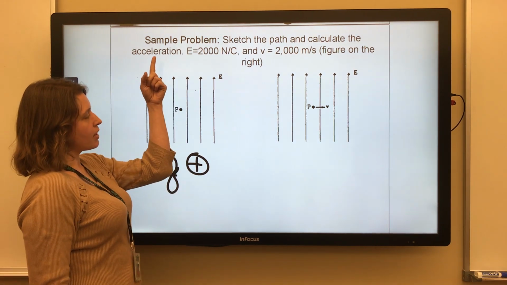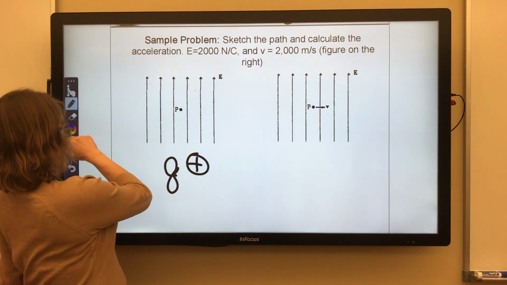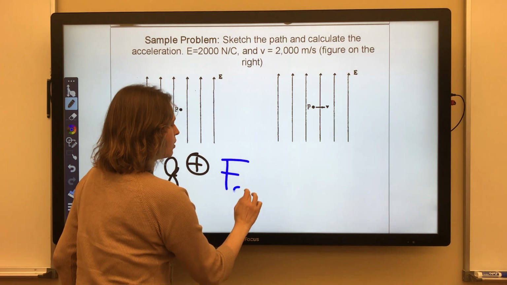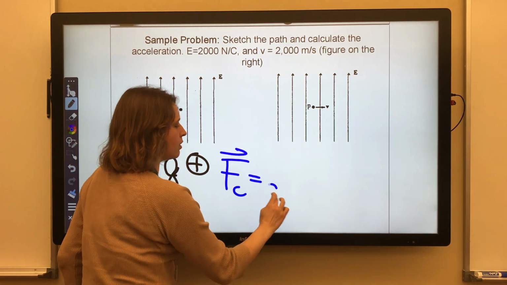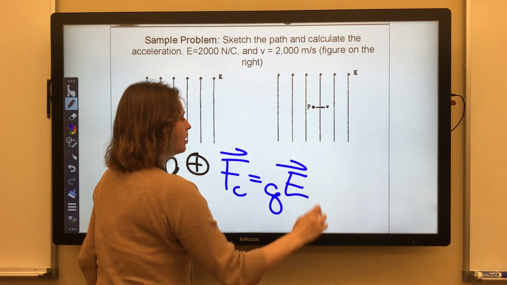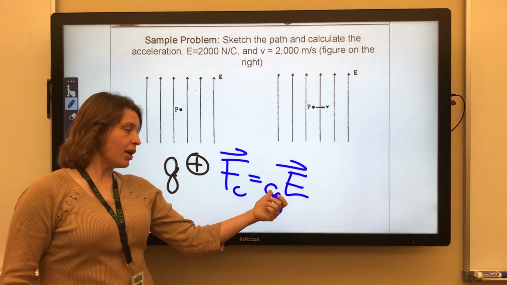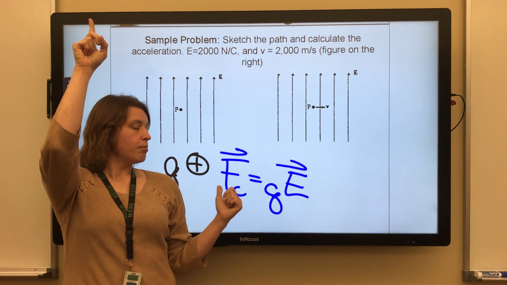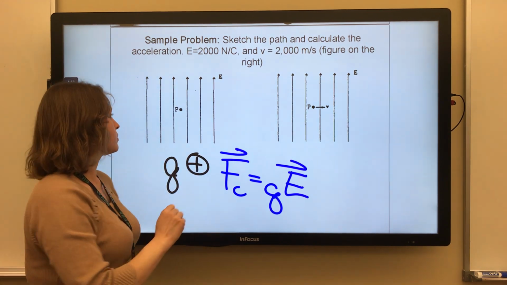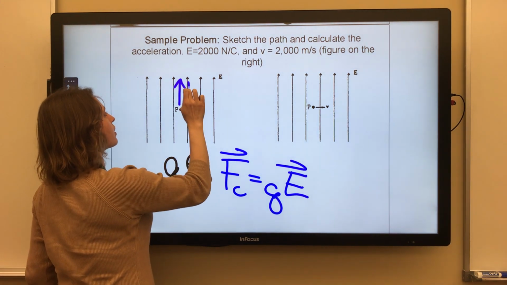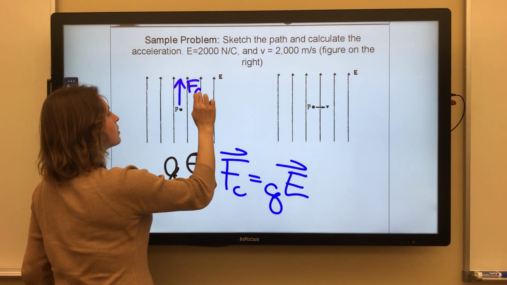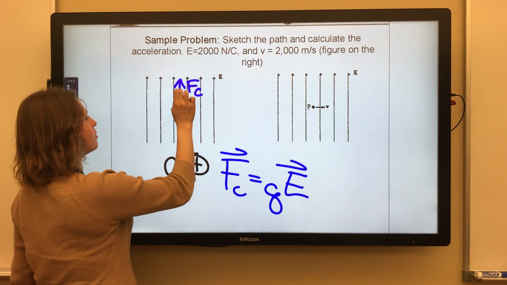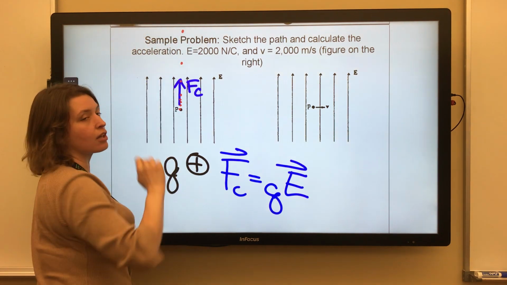If our electric field is directed this way and I've got the stationary charged particle here, we might want to remember the relationship between the Coulomb force and electric field. It's Q times E. So if I know that it's a positive charge, I know my electric field is generated that way, and in that direction, my Coulomb force is going to be upward as well. So the Coulomb force on this particle looks like that. And if I were to think about the path this particle is going to take, it's going to be moving upward and it's going to be accelerating while it does so.